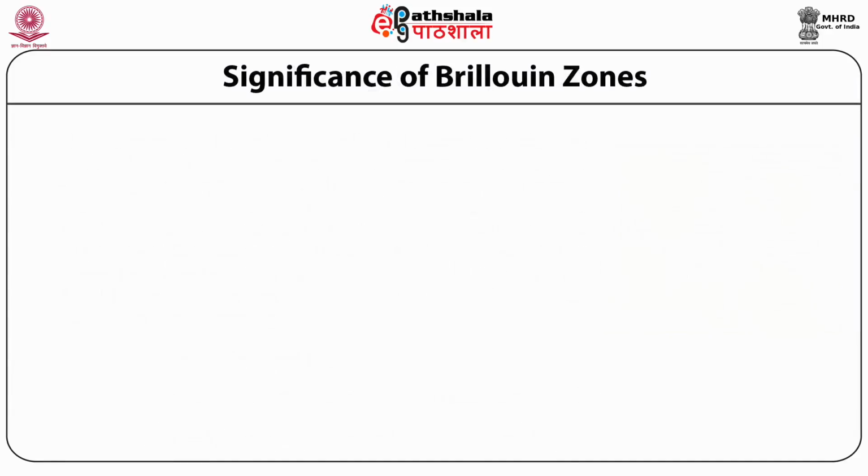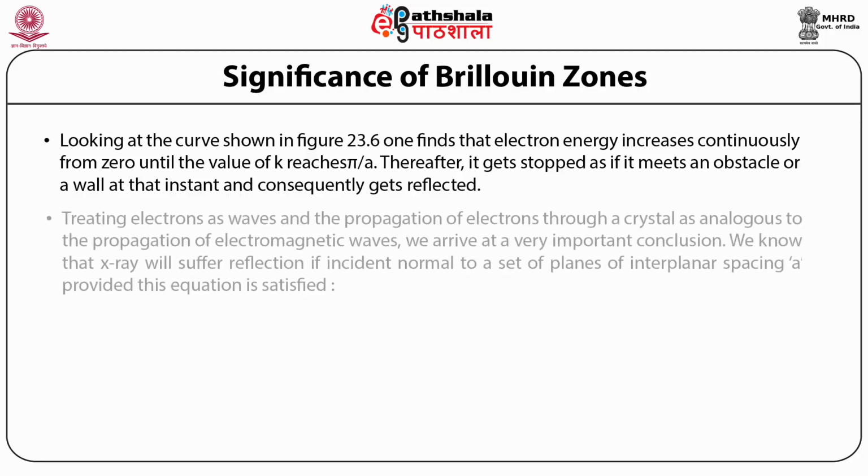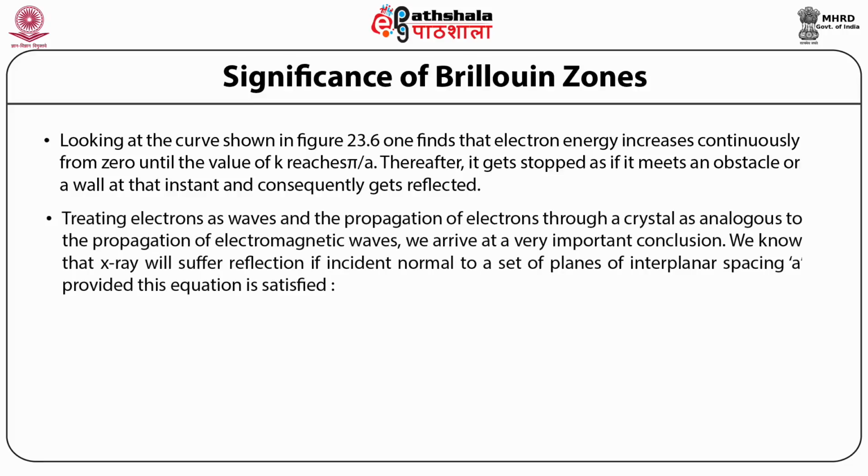Now we shall talk about the significance of Brillouin zones. Number 1, looking at the curve shown in figure 23.6, one finds that electron energy increases continuously from 0 until the value of k reaches pi by a. Thereafter, it gets stopped as if it meets an obstacle or a wall at that instant and consequently gets reflected. Treating electrons as waves and the propagation of electrons through a crystal as analogous to the propagation of electromagnetic waves, we arrive at a very important conclusion.